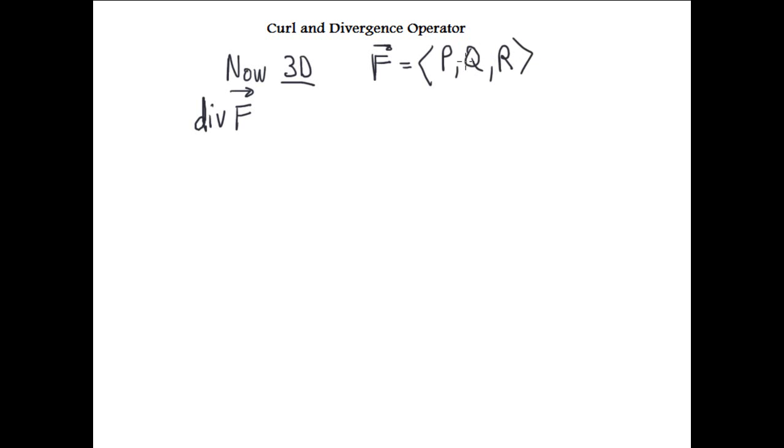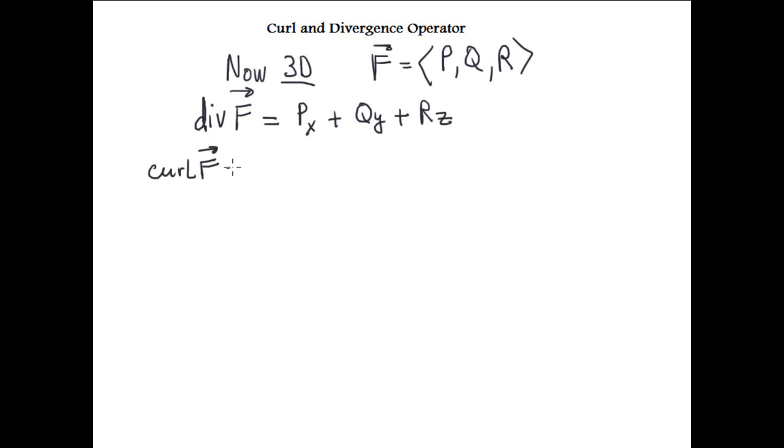Now divergence is the partial derivative of P with respect to x, plus the partial derivative of Q with respect to y, plus the partial derivative of R with respect to z. It's easy. This is similar to 2D. But curl is different, totally different.